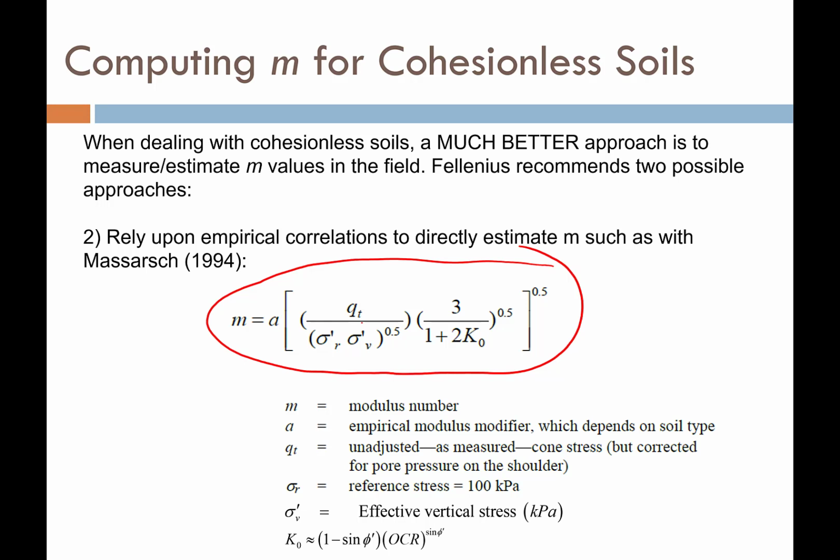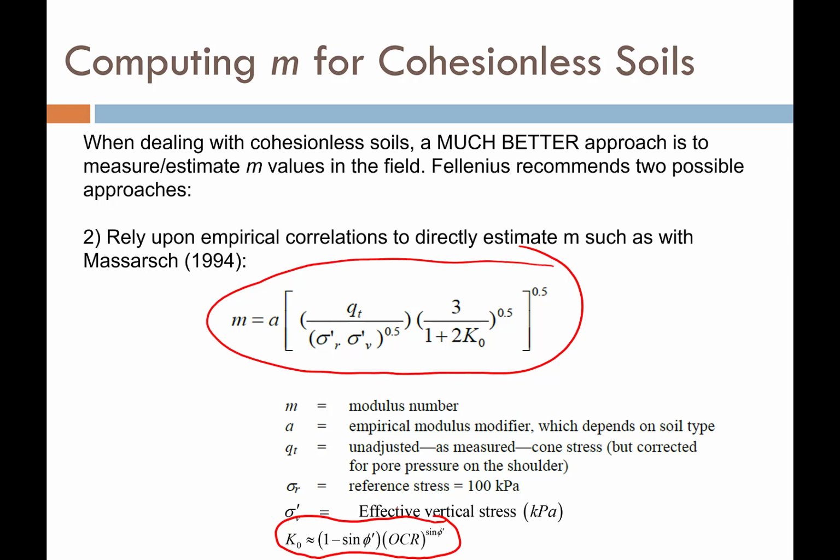So in order to use this equation, you have the tip resistance from the CPT, you have this A value, which is an empirical modulus modifier, depends on the soil type. So it's a function of the soil behavior type, or the soil type of the soil, and we'll get to that in a minute. We have the reference stress again, which is 100 kPa. We have the effective vertical stress of the soil. We have K naught, which is the at-rest earth pressure coefficient, which we can approximate using this equation right here, very common in geotechnical engineering.